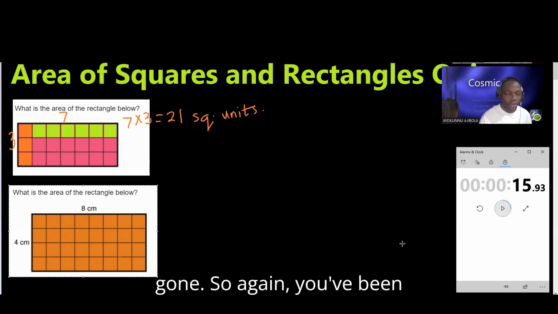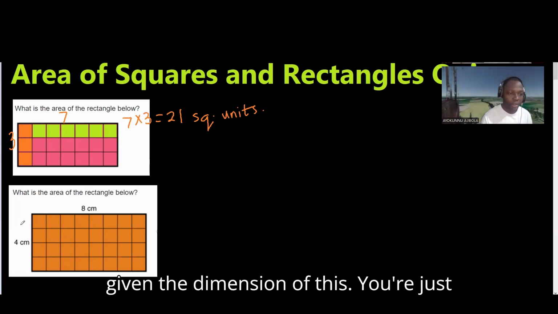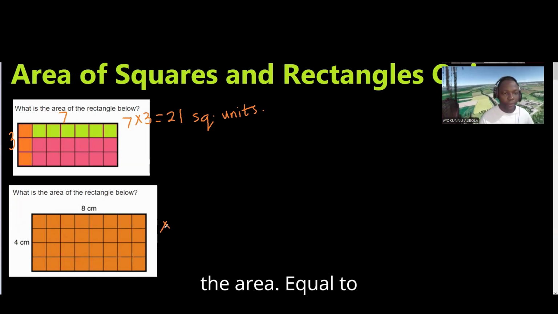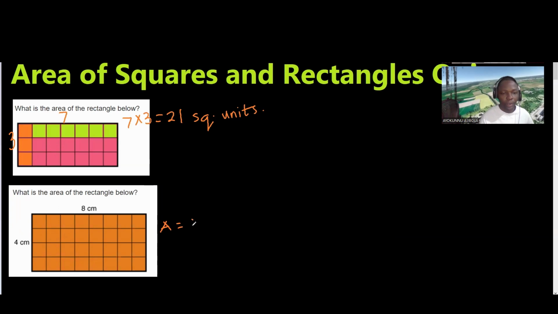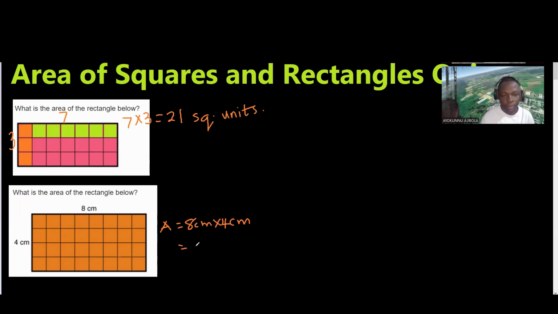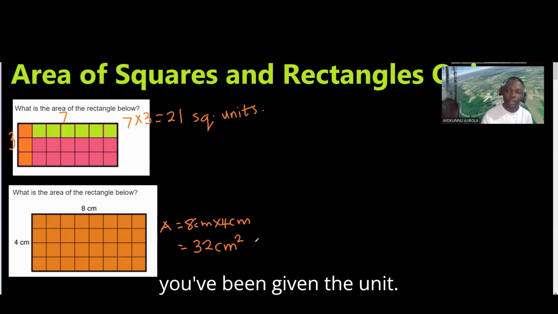And gone. So again, you've been given the dimension of this. You're just to multiply the two of them, which is the area equal to 8 cm times 4 cm. So 8 times 4 is 32. Then cm squared, because you've been given the unit.